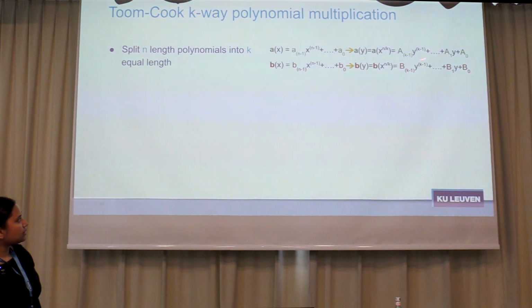Here I make x to the power n minus k into y so that the representation becomes a little bit easier. And we have this kind of polynomial now. Y is a polynomial as well. But with this we have a k-length polynomial now, after the splitting.